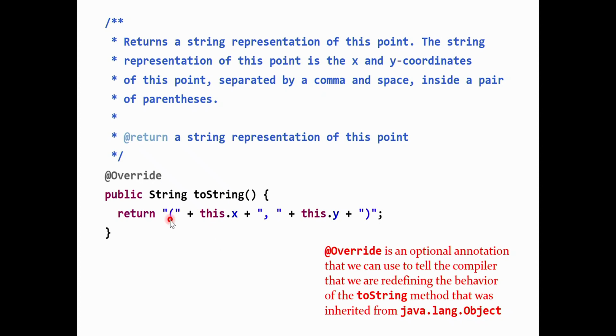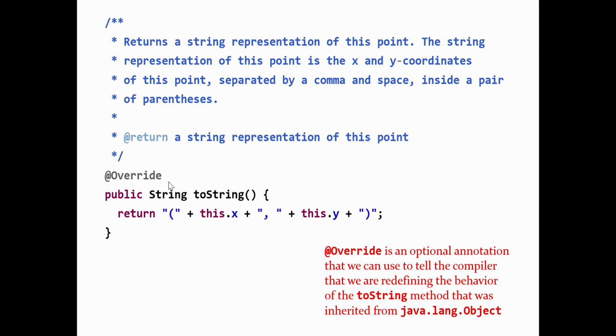Well, I need a round bracket. Then I want the x coordinate. Then I want a comma and a space. Then I want the y coordinate, and then I want the closing round bracket. And that's it. So you just make a string that's equal to the string that you want to produce for a point.